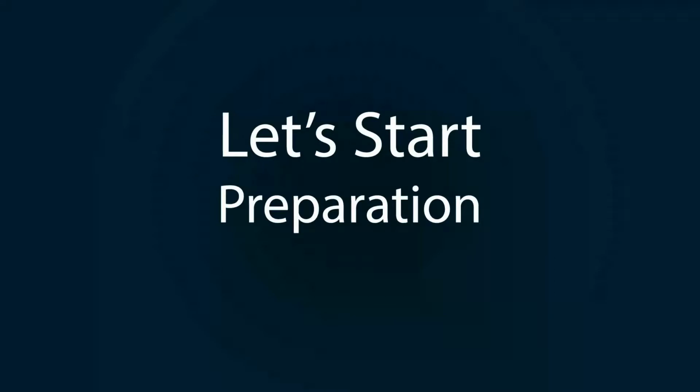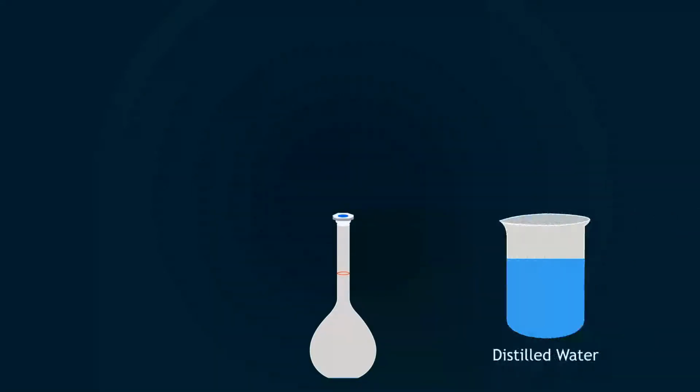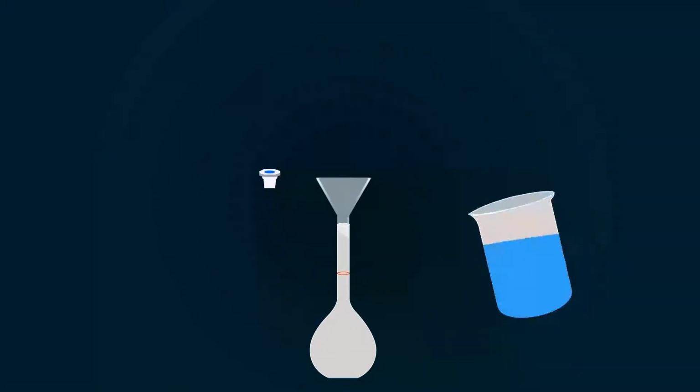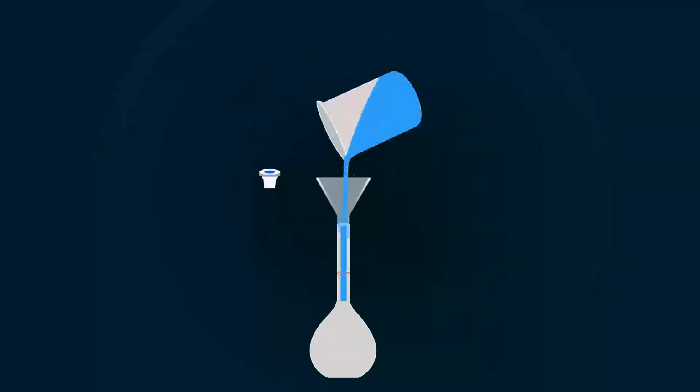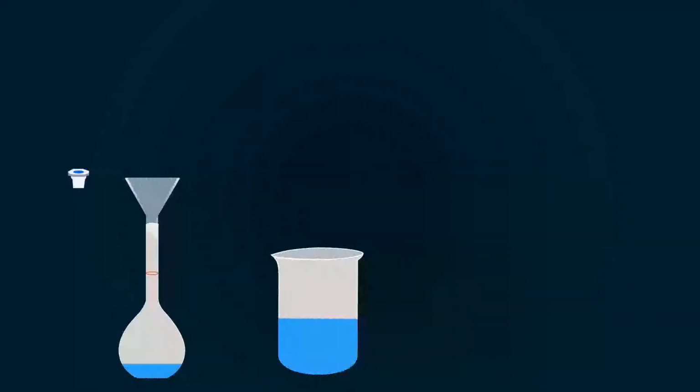Let's start our preparation. First of all, take a measuring flask of 500 milliliter and add some distilled water into it with the help of a funnel. Please add some water before adding concentrated HCl, because in this case you may harm yourself.